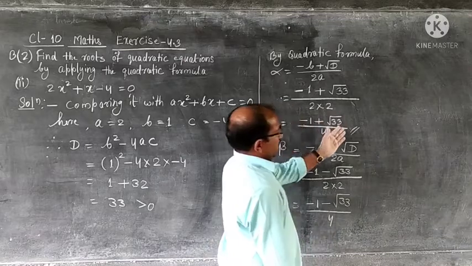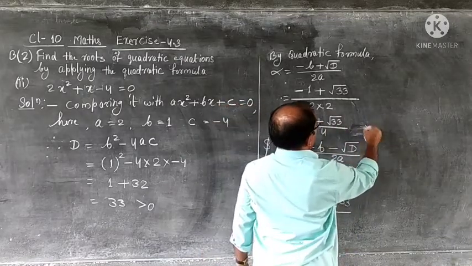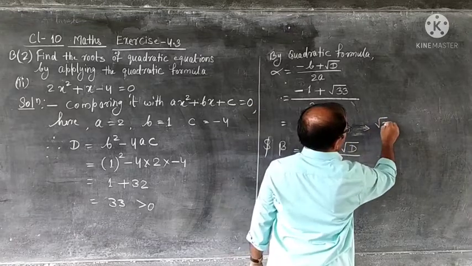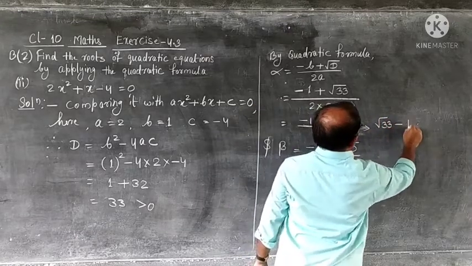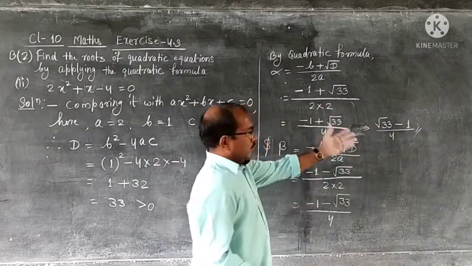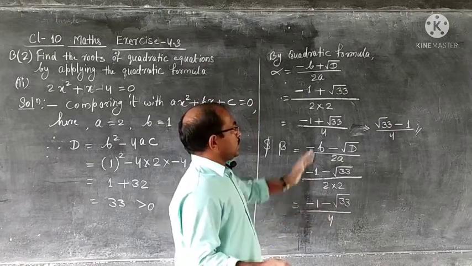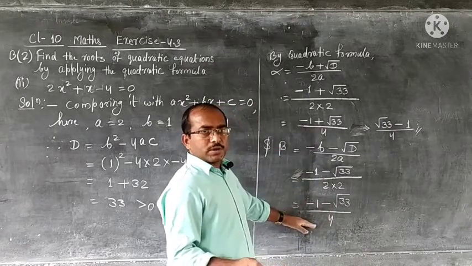We can leave it here, or if you want to do something more, you have to write root 33 first, then minus 1 by 4. If we do not change it also, these are the roots of the quadratic equation.